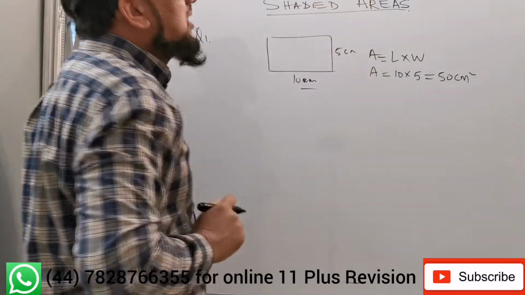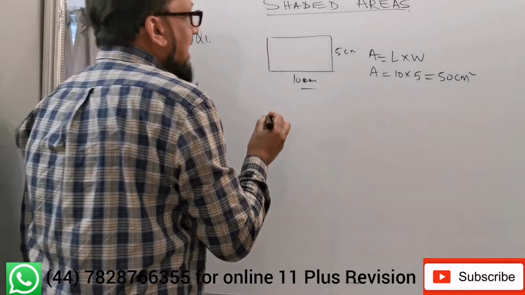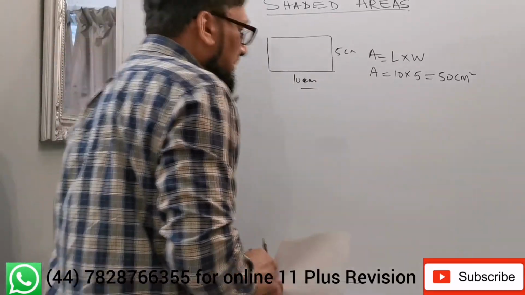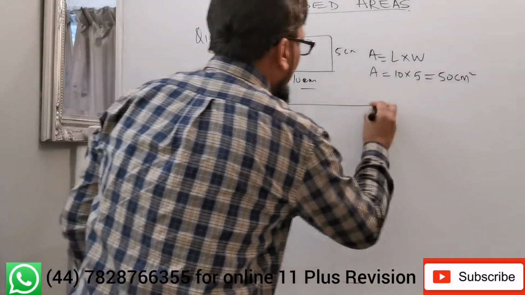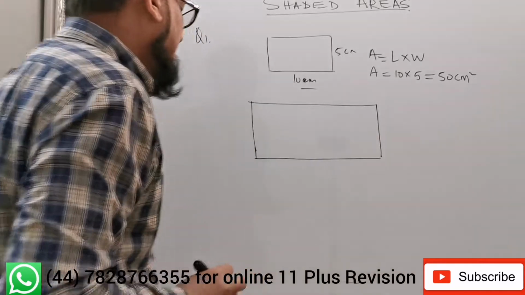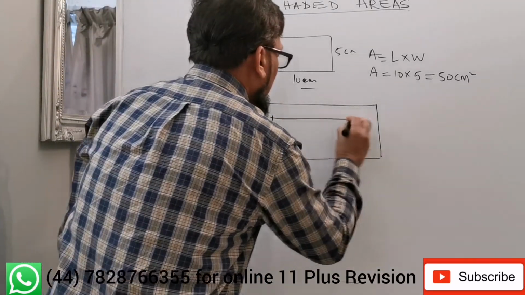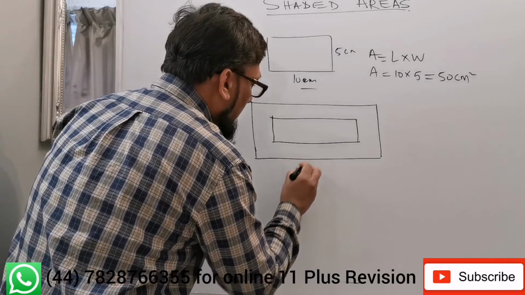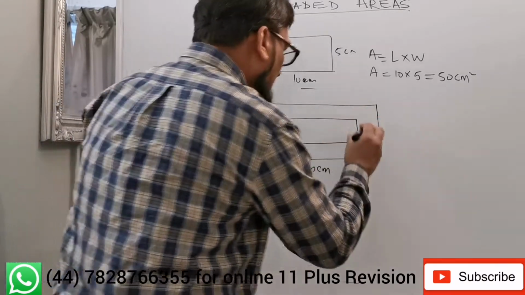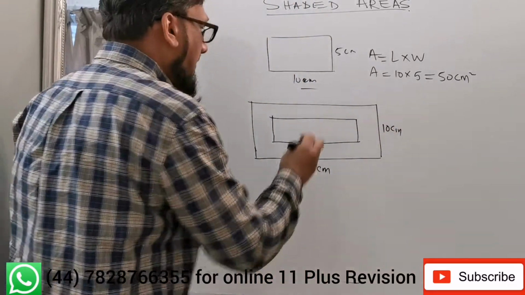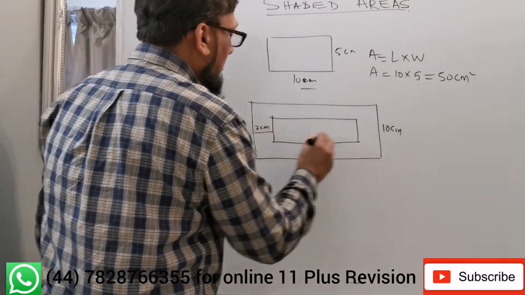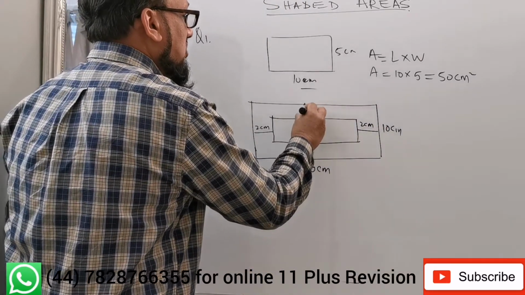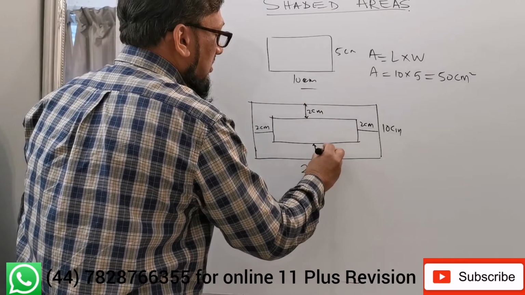But today we're discussing the shaded areas. The shaded areas means, if I say the same rectangle, but this time I'm drawing one more rectangle which is inside. This is given as 20 centimeter, this one is 10 centimeter, and this distance is 2 centimeter, this distance is 2 centimeter, and from this one to this one is 2 centimeter, and this one is 2 centimeter.